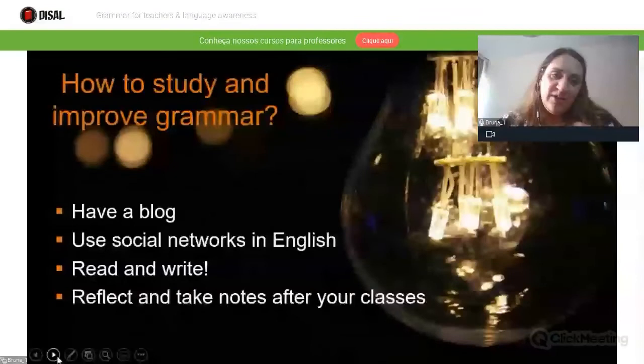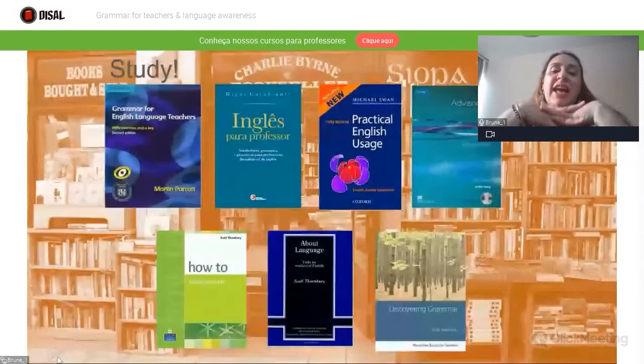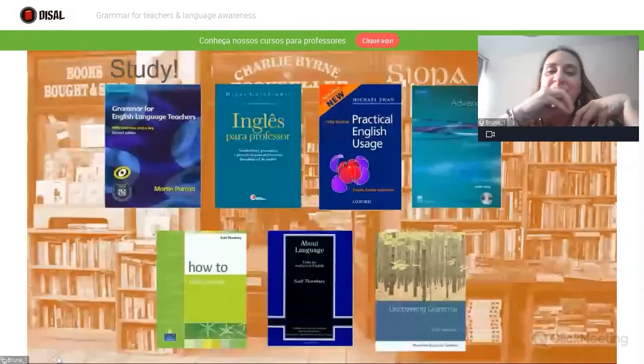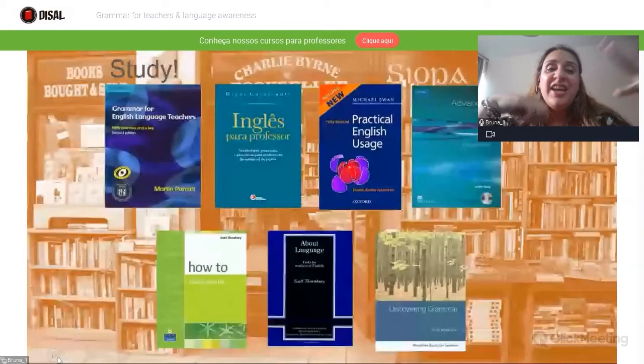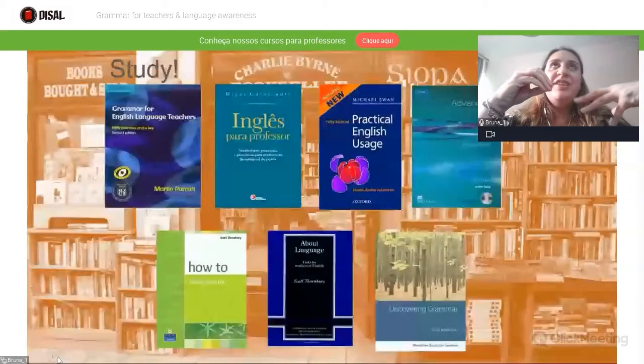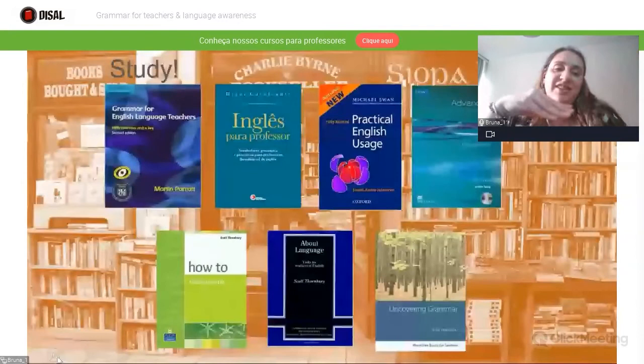We can do all those things, and we can also study grammar and be aware of grammar by having some of those books. Of course, you don't have to buy them all at once, but those books would help you a lot as teachers, because you could study grammar more deeply, check the examples, and check other instances related to functions and register. Some things that we think could be exceptions are not exceptions. There is a why.